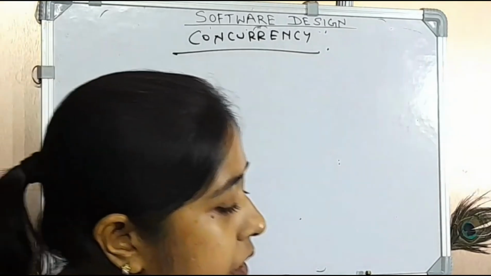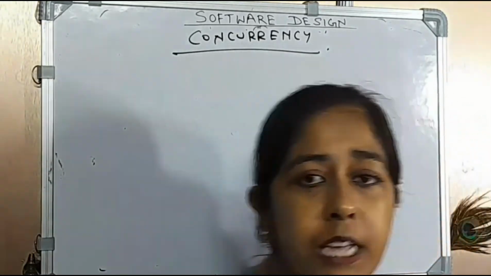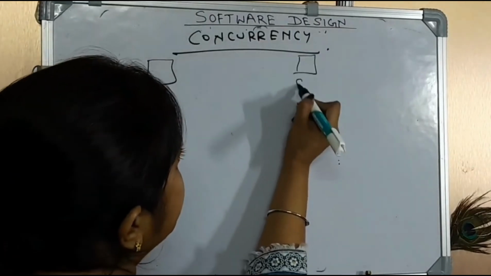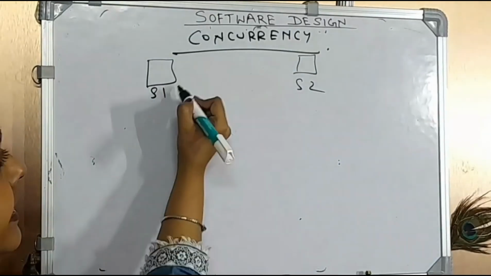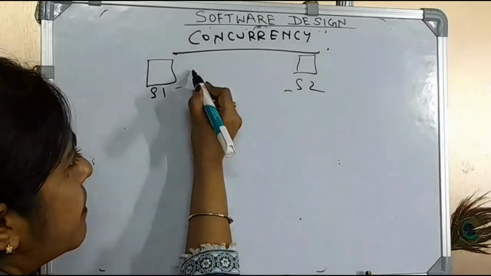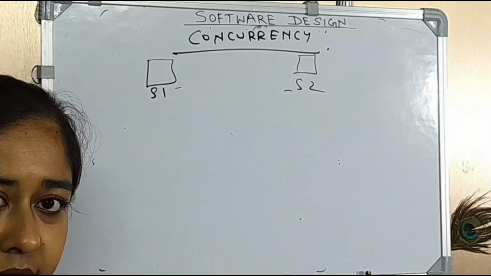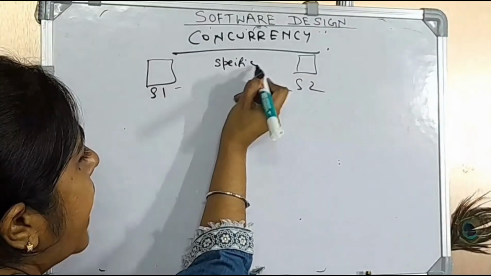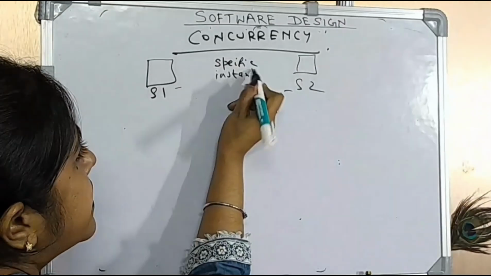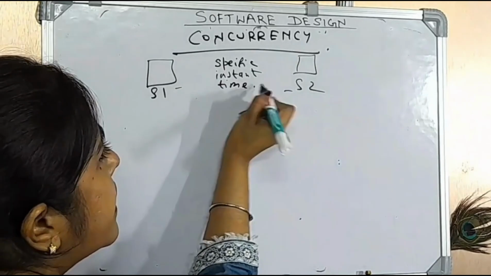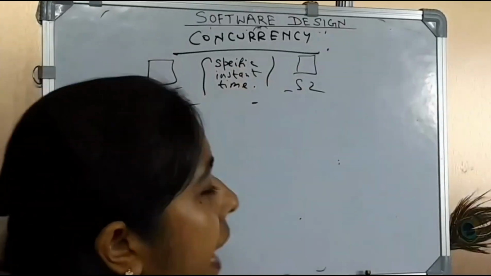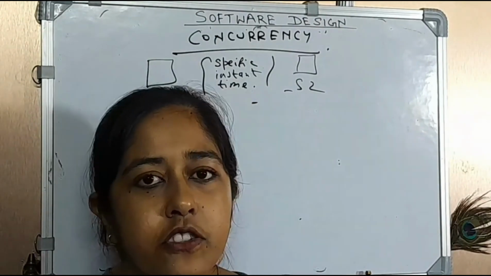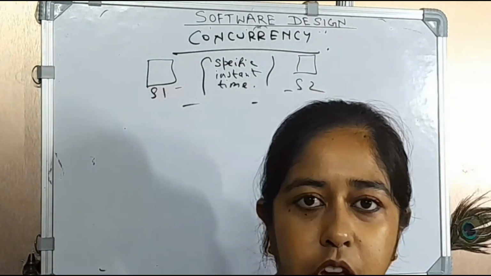What is this concurrency? Suppose this is my subsystem 1 and this is my subsystem 2. If these two are working parallelly, meaning they are working together side by side in a particular specific instant of time, suppose in this instant of time they are working together parallelly. This is also working, this is also working in my software system.